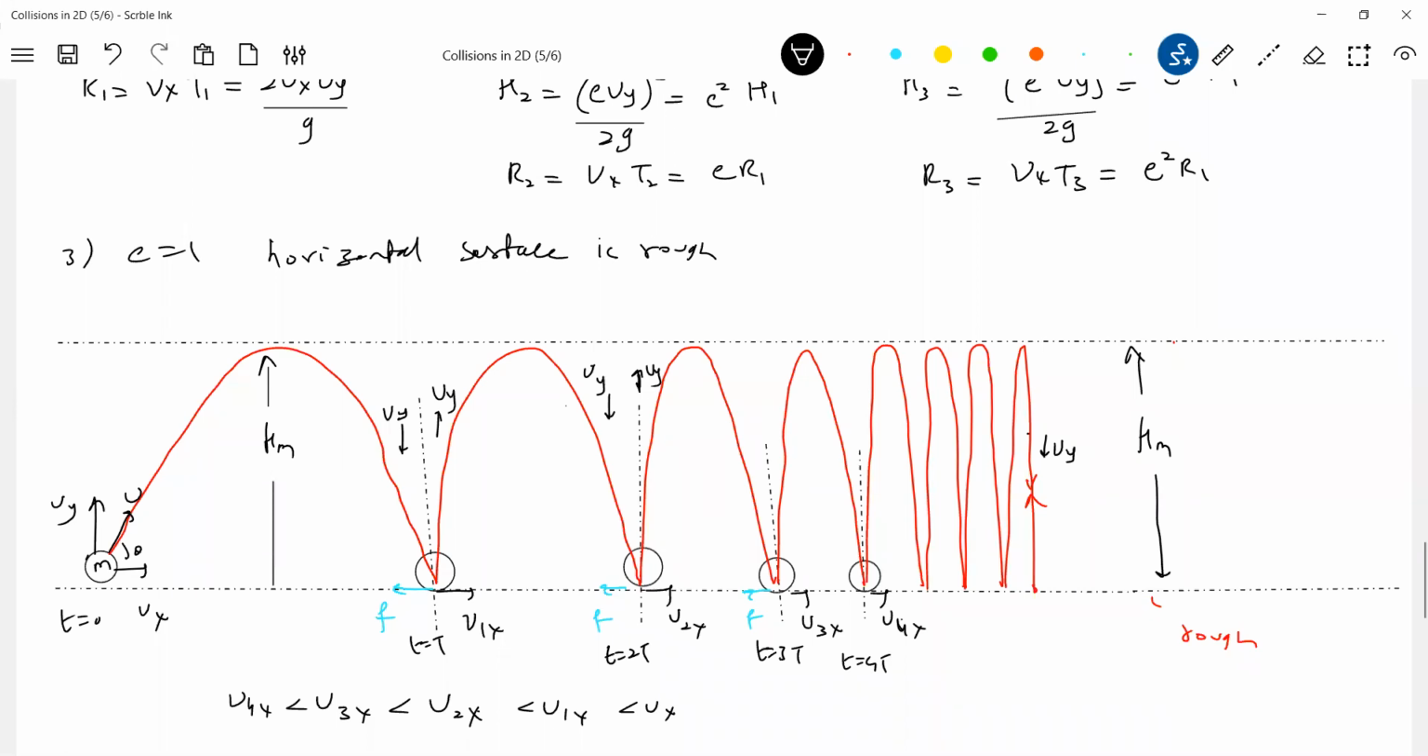Finally, what happens? The ball will just be rebounding vertically up and down. All these are hypothetical, practically not possible, because e equal to 1 is practically not possible. Just on paper, I'm giving information. So finally, the ball will just be vertically oscillating. To and fro motion will describe this.